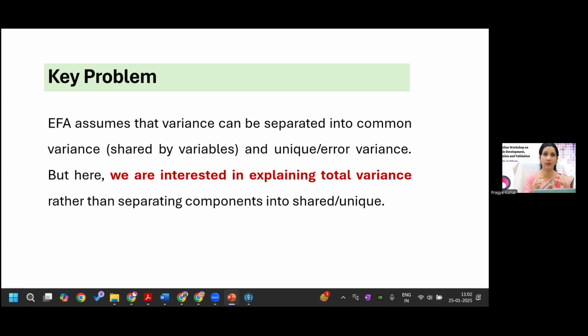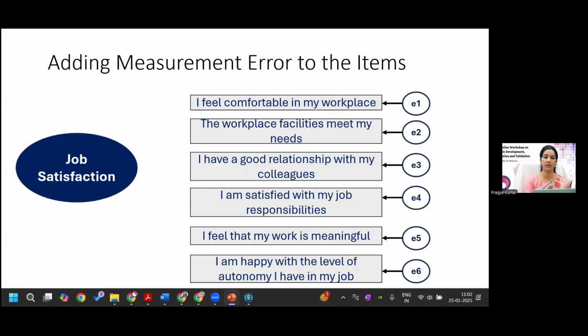But in the case of PCA, when my aim is only to reduce the dimension, I don't want to see any shared variance. In that case, I'm interested in explaining the total variance rather than separating components into shared and unique.